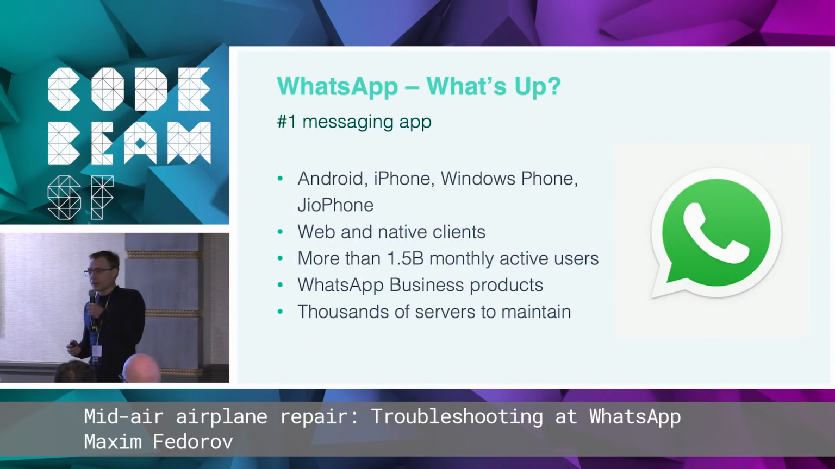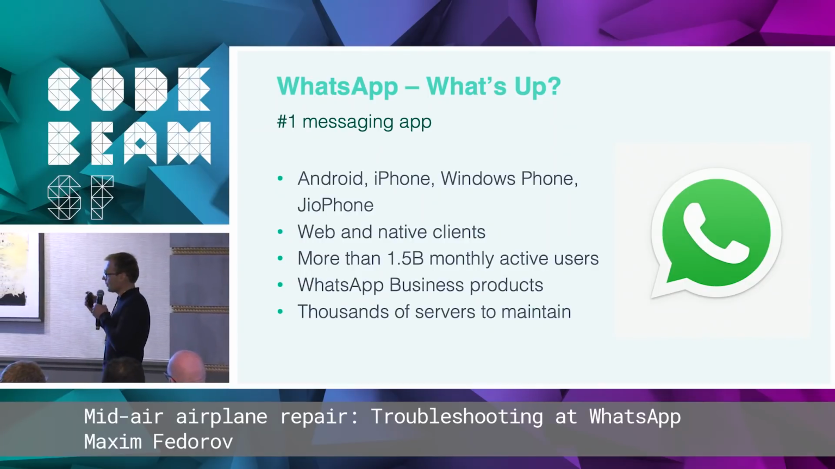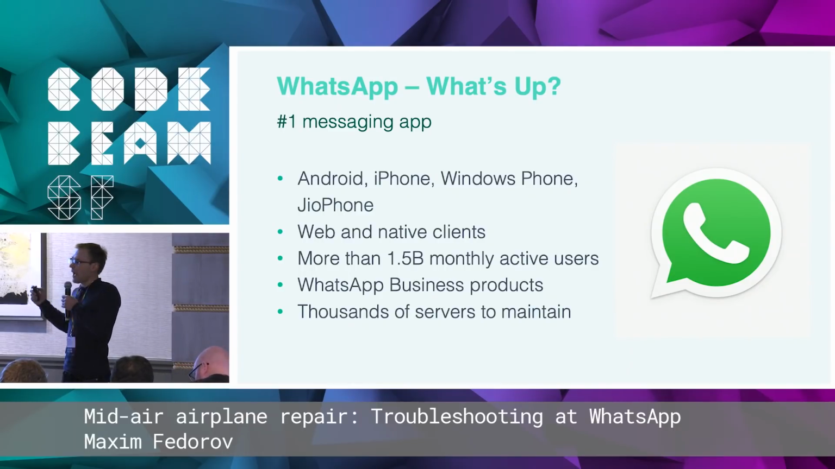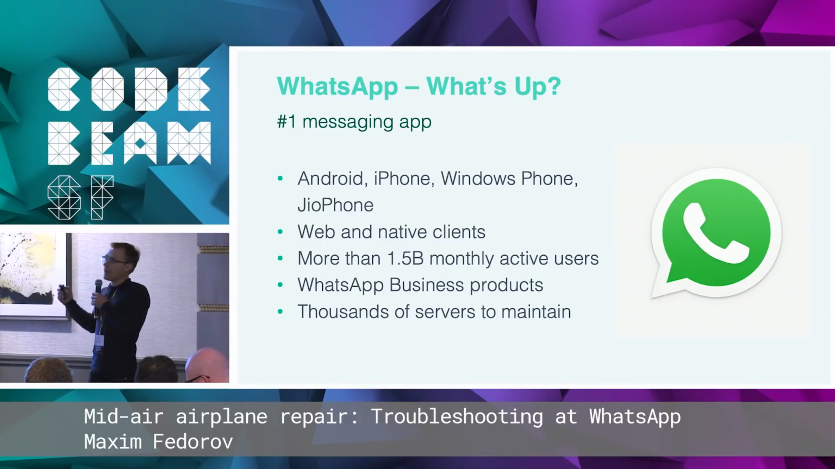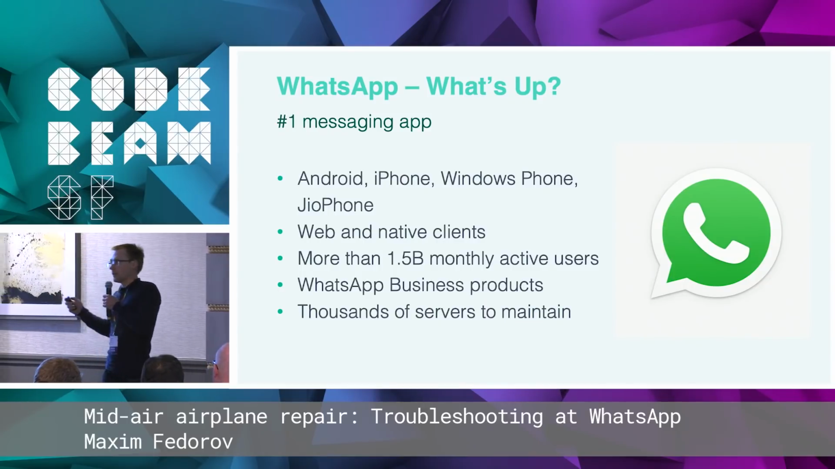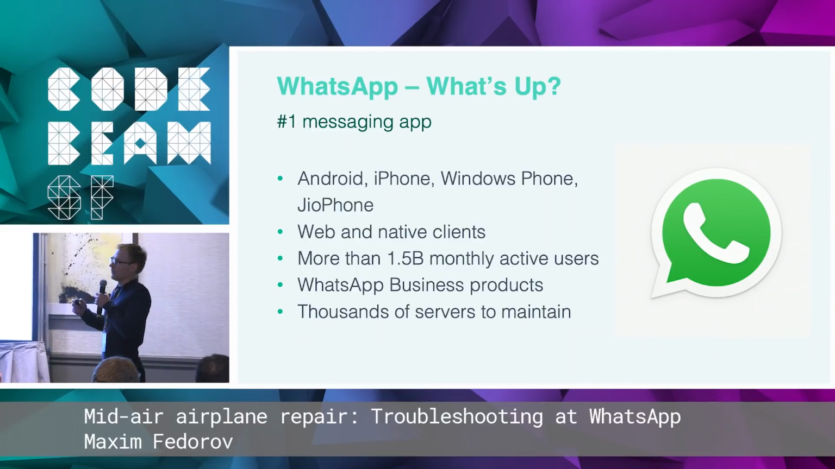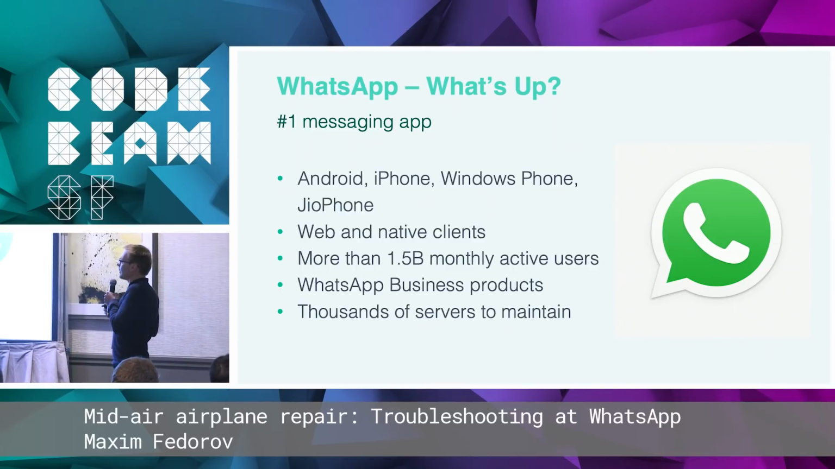What is WhatsApp? I think everyone is kind of aware of it. We have different platforms like Android, iPhone, Windows Phone, and KaiOS, that's for feature phones and other things. We have a web client and native clients, and we have more than 1.5 billion people sending messages at least once a month. We also have a lot of various WhatsApp Business products, and that means we have thousands of servers to maintain. What does it mean?